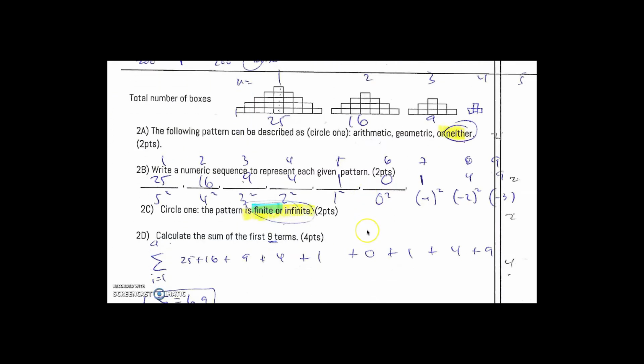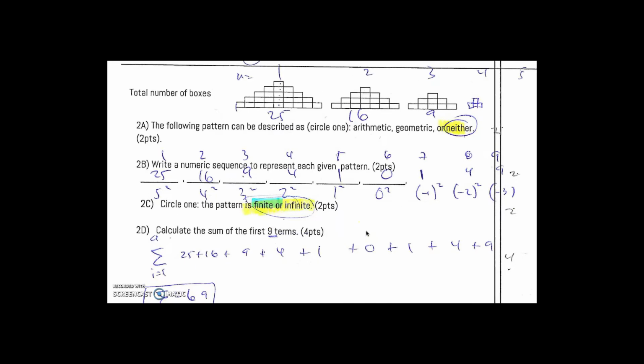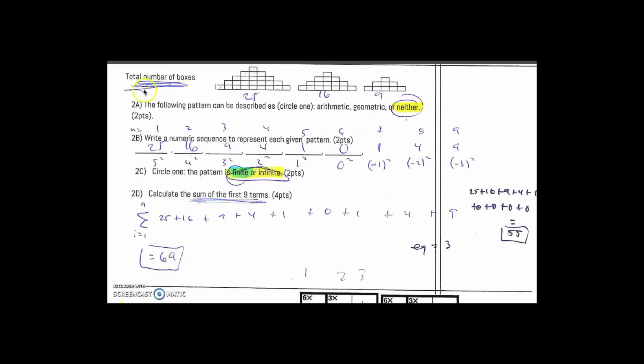Number 3. In this question, it says the total number of boxes. So if you count up all of those boxes, you get 25. Here you get 16. Here you get 9. And the following pattern can be described as, the answer is neither, because you cannot subtract here to get 9. So you can subtract 9 and subtract 7.